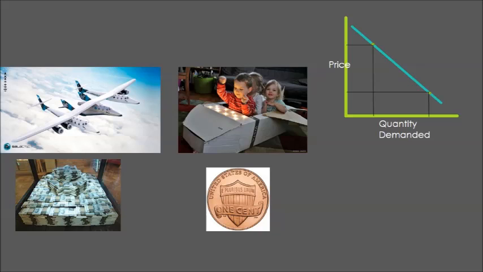Let's consider two hypothetical spaceships to illustrate this relationship. On the left is a very expensive spaceship. On the right is a spaceship made out of cardboard. The left one is far more expensive than the right one, so fewer people will demand it. These shifts in price mark movement along the demand curve.